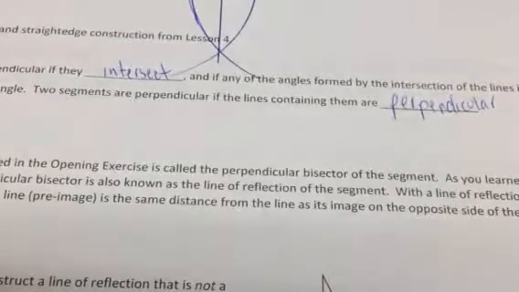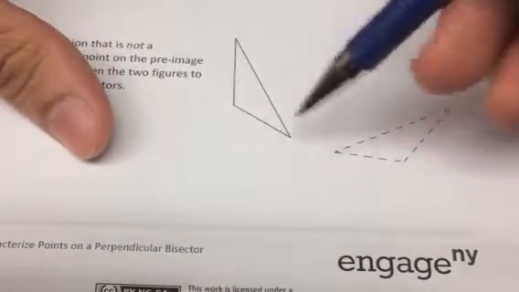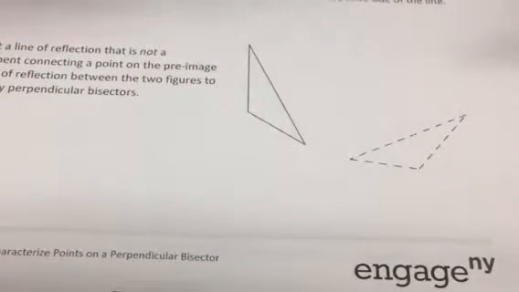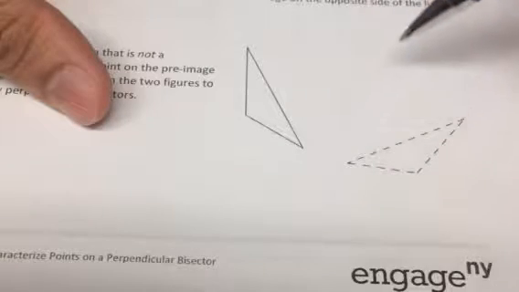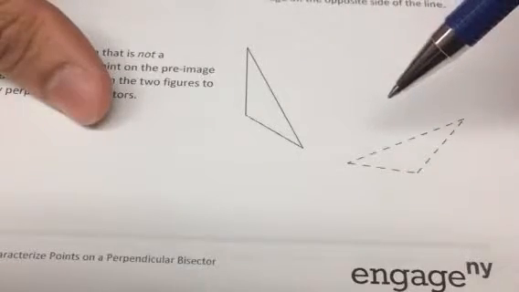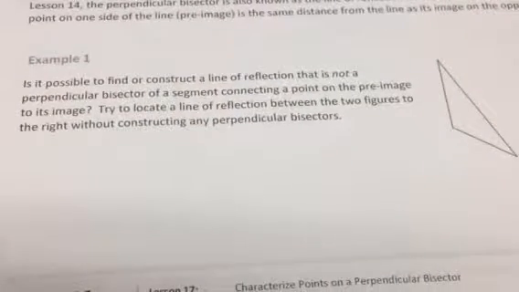Example number 1. So there's a line of reflection. This image is reflected. And we know that in order to reflect an image, we use perpendicular bisectors. We use that a lot. And we're going to need it to find the line of reflection, where it's at. They're asking if we can find the line of reflection without using perpendicular bisectors. So what do you think?